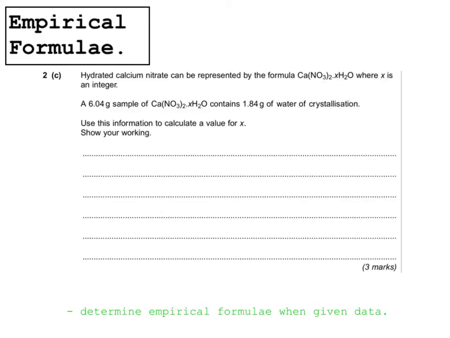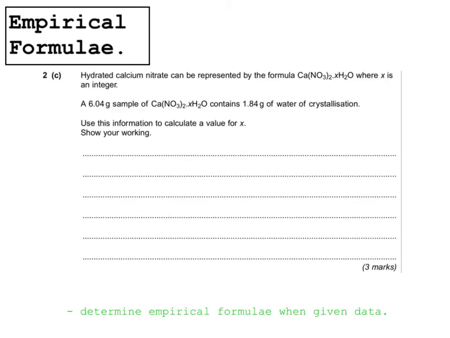Now to do this, you essentially do exactly the same as you did before, but instead of using the mass of atoms, you're going to be using the relative mass of this and of this, because basically you're trying to work out a ratio of calcium nitrate to water. But first you've got to work out how many grams of each you've got.